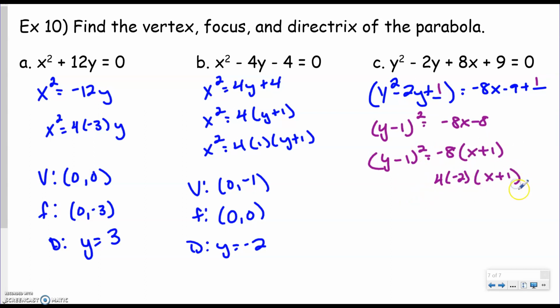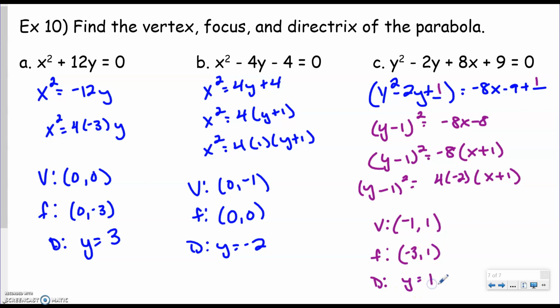So my vertex, my x has a plus 1, so it's -1. Change our sign. My y has a -1, so change the sign, it's a +1. Because it's y squared, this opens up or down. Or sorry, left or right. My p tells me it's opening to the left, so keep that in mind. So my focus is going to open to the left, which means my x is going to change. So I have a -3, 1 for my focus, and then I'm going to add 2 for my directrix to get -1 plus 2, which is 1.